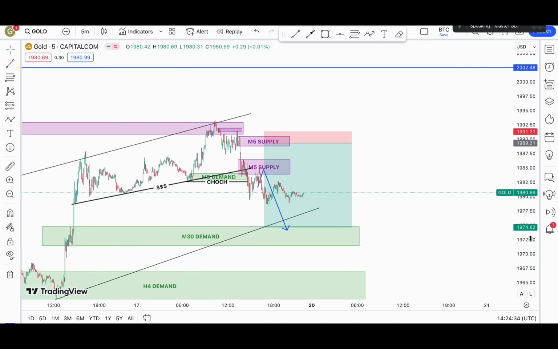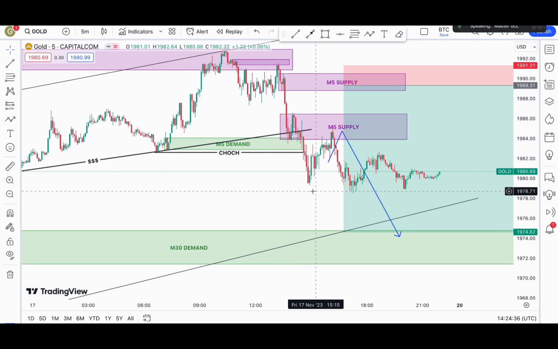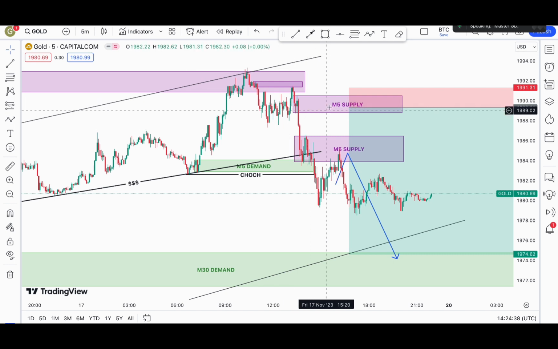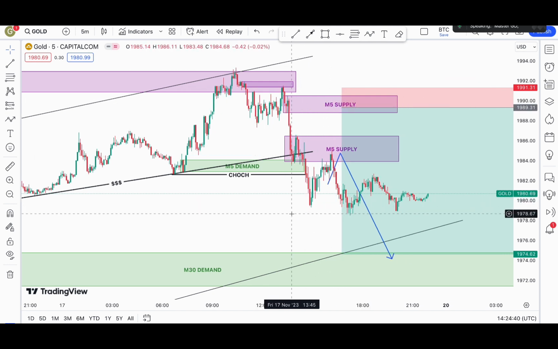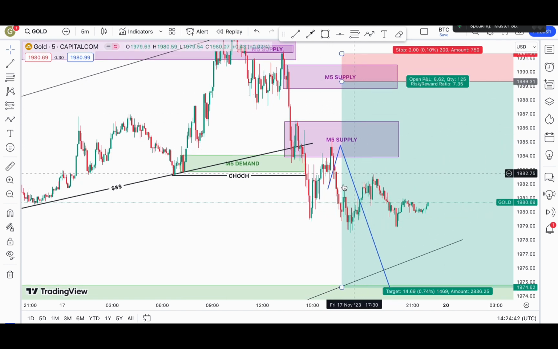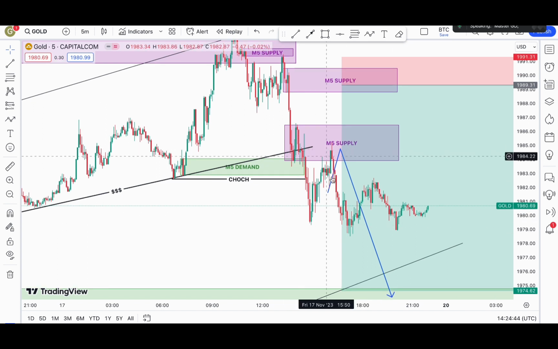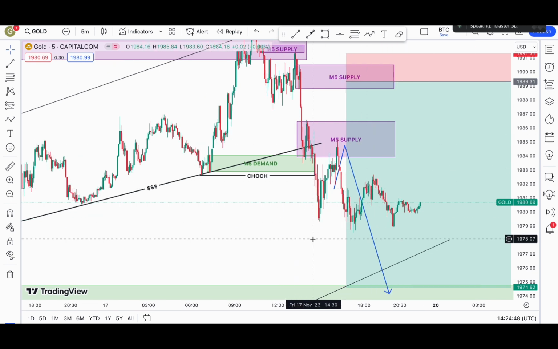And yes, remember last week, before I ended my live on TikTok, you saw the M5 supply zone I shared with you guys for these two. And this zone reacted very well, with at least 50 to 60 pips. Very sharp right here.